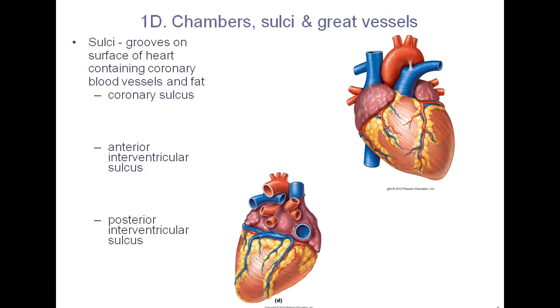And then we have a posterior interventricular sulcus. We can see this on a posterior view of that heart. Again, this is going to be a sulcus that's going to separate the two chambers, the two ventricles of the heart.